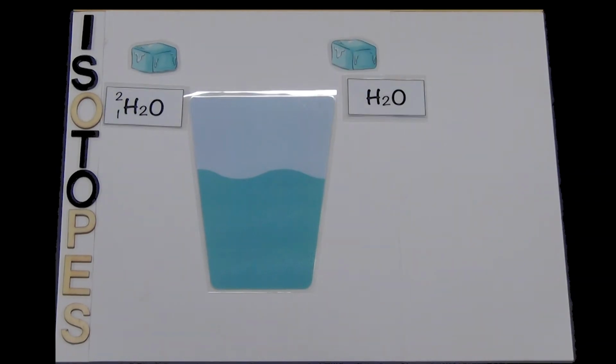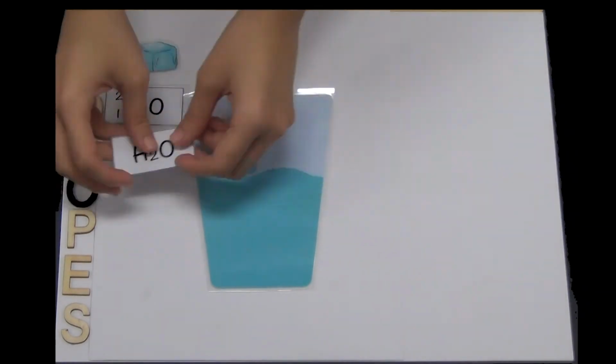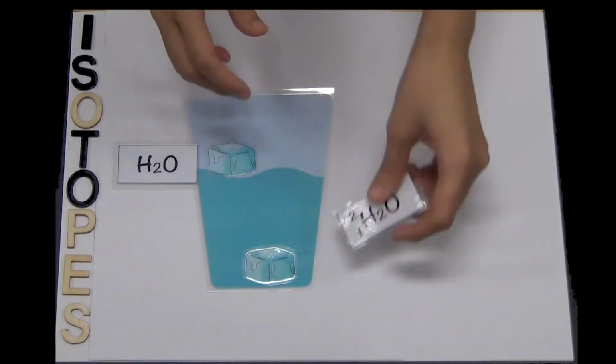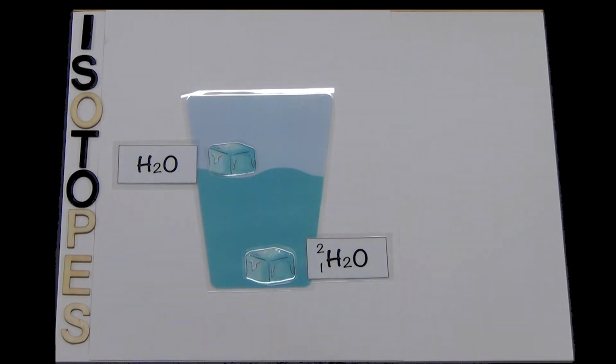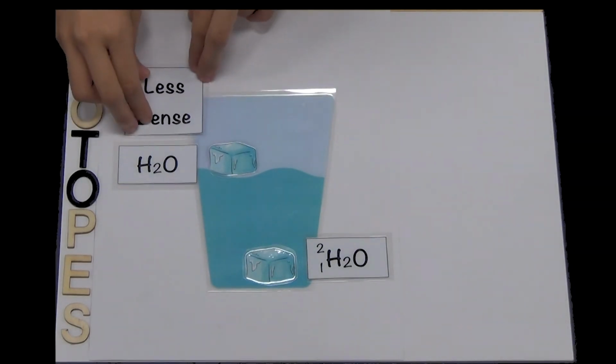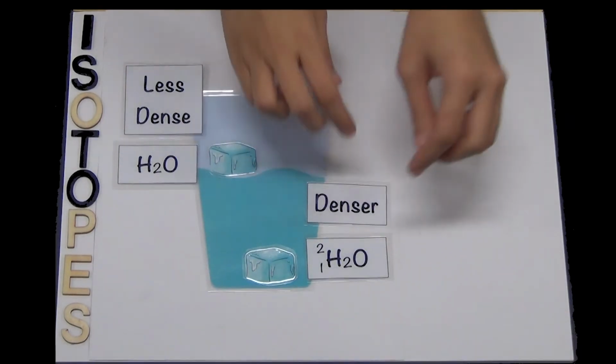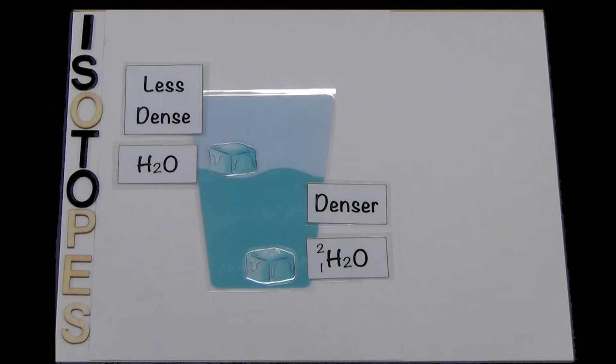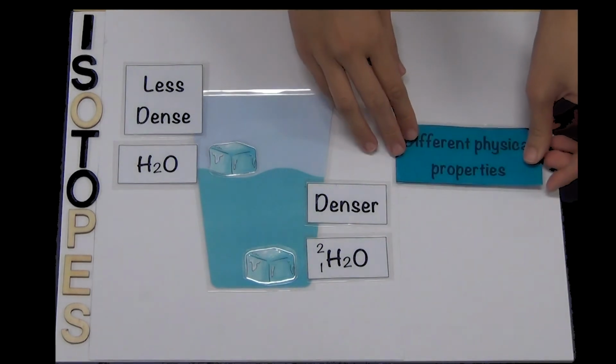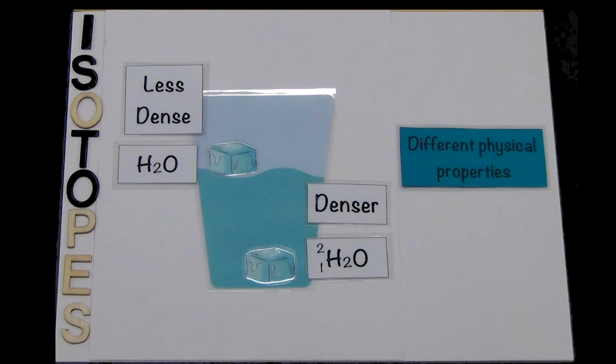As you have seen from the video, the ice containing hydrogen floats on water, while the ice containing the heavier isotope of hydrogen sinks. What can you infer about their densities? The ice that floats on water is less dense, while the ice that contains the heavier isotope of hydrogen is denser. So, the physical properties like density, boiling point, and melting point are all affected by mass. Therefore, isotopes have different physical properties.